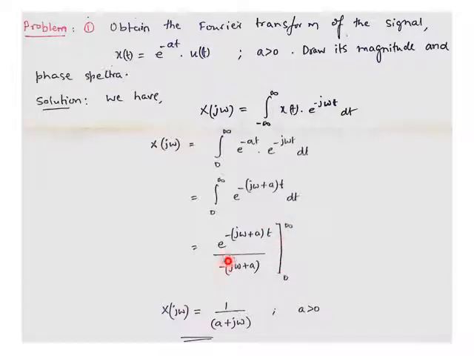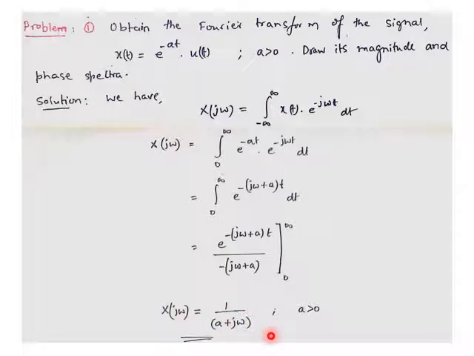First, infinity you apply, you will get 0. Next, minus of the terms where 0 is applied. 0 means the numerator becomes 1, so minus minus becomes plus. So 1 by a plus j omega is X of j omega, where a is greater than 0. So we got X of j omega as 1 by a plus j omega.